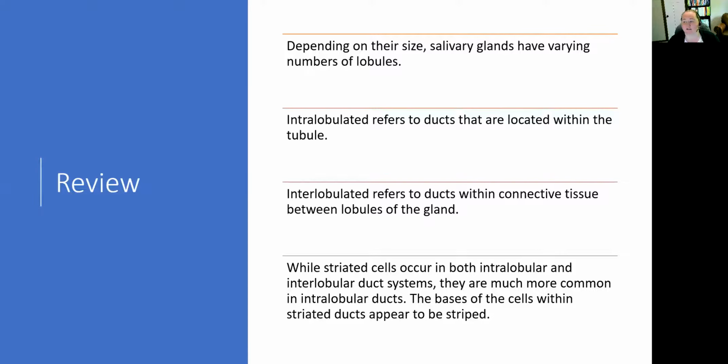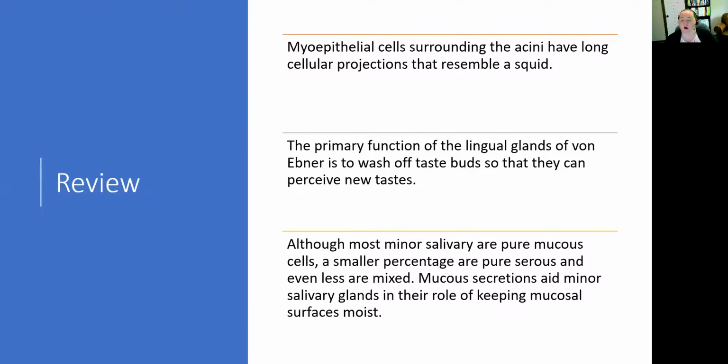Intralobular refers to ducts that are located within the lobule. Interlobular refers to ducts within connective tissue between the lobes and glands, while striated ducts occur in both intralobular and interlobular duct systems. They are much more common in intralobular ducts. The bases of the cells within striated ducts appear to be striped. Our myoepithelial cells surrounding the acini have long cellular projections. Everybody highlight that.